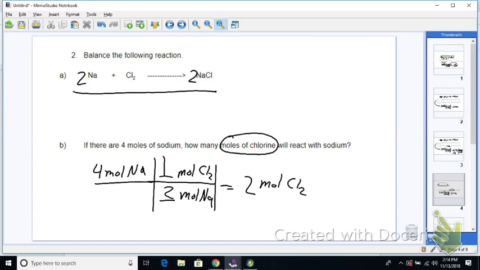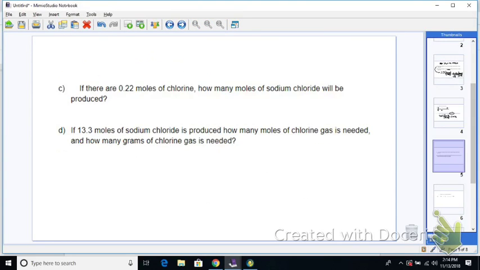If this is a 2-to-1 ratio, if we have 4 of these, then we need half as many chlorines, which is 2. Half of 4 is 2. But this is the right setup because sometimes we'll be given numbers that are not that generous. Okay? So what I want you to do, none of this is real difficult yet.